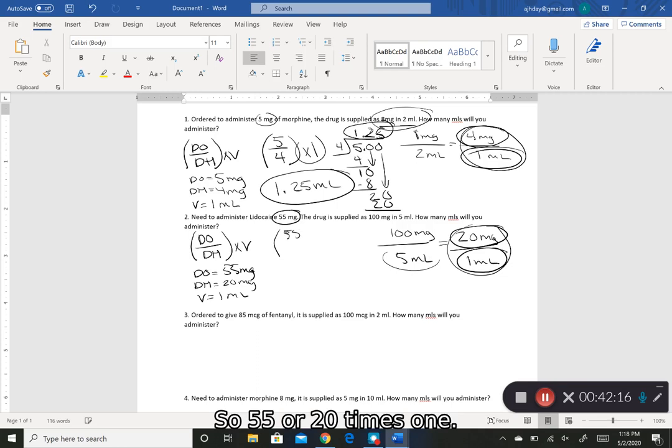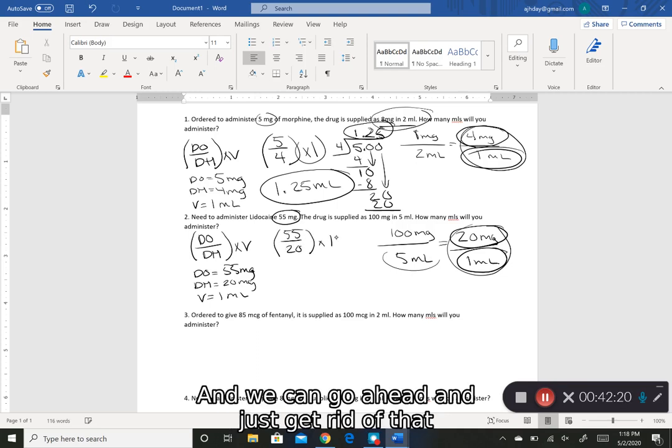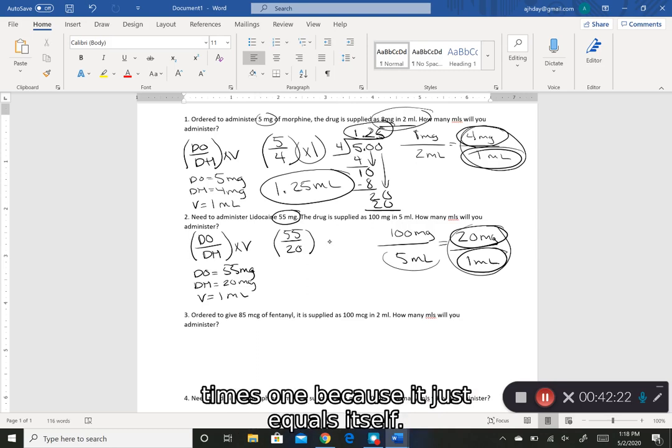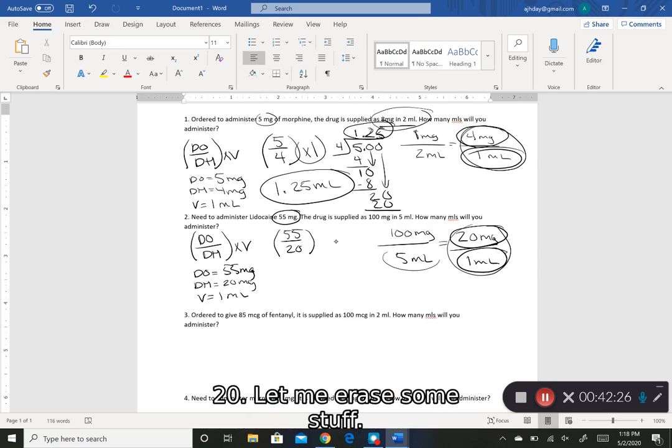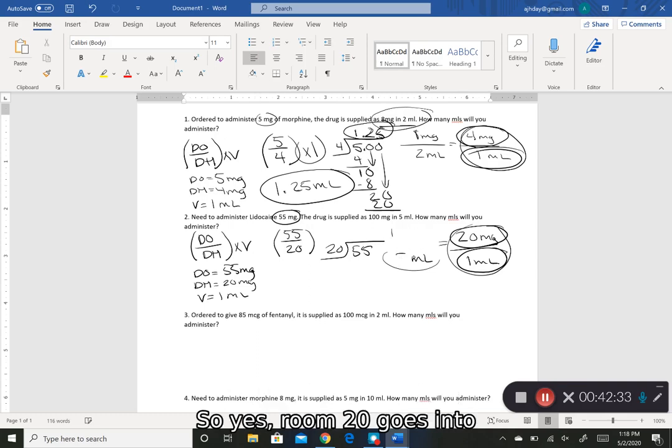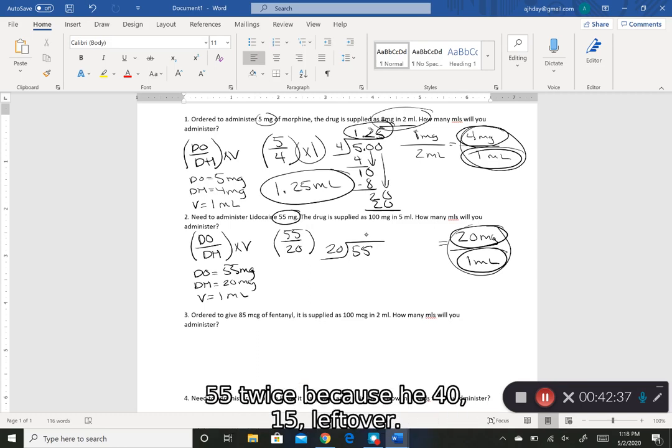So I have 55 over 20 times 1, and we can go ahead and just get rid of that times 1 because it just equals itself. So we have 55 divided by 20. Let me erase some of this stuff so we have some room. All right, 20 goes into 55 twice. Gives me 40. Got 15 left over.